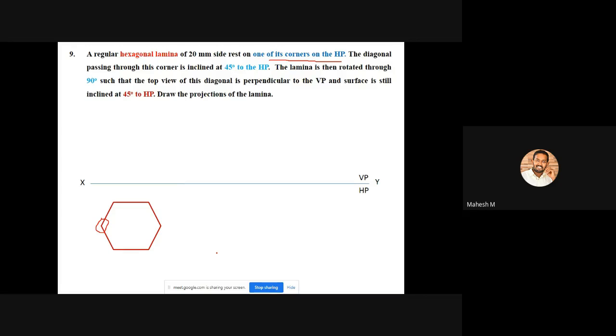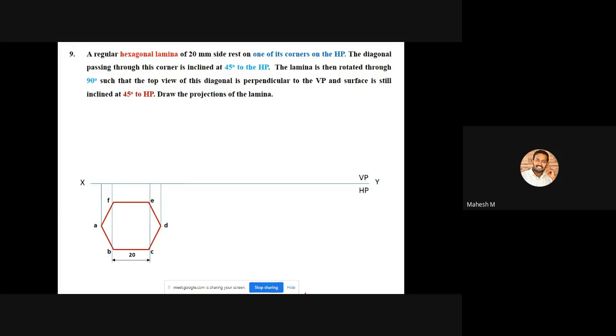Okay. If it is on the VP, you have to create this total diagram exactly in the front view position. Next, you can mention the names for this hexagonal plane. There is no name mentioned in this problem, so you can choose your own name. I have chosen it as A, B, C, D, E, F. Now I'm going to project these 6 points towards the reference line.